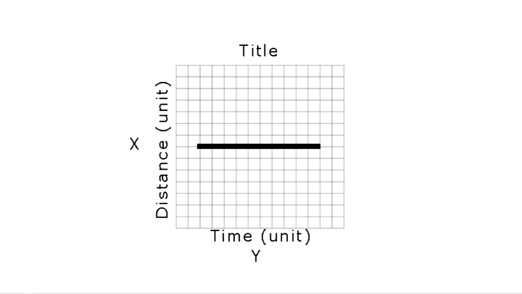The third one has no velocity and is represented by a horizontal line. The last one is undefined because you cannot be at 2 different velocities at the same time. This is represented by a vertical line.